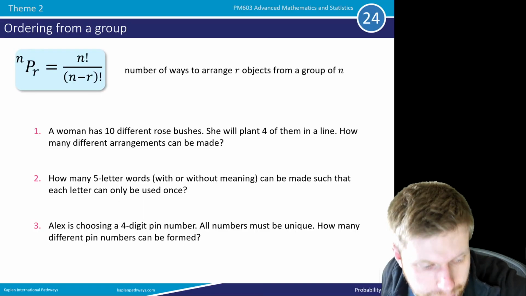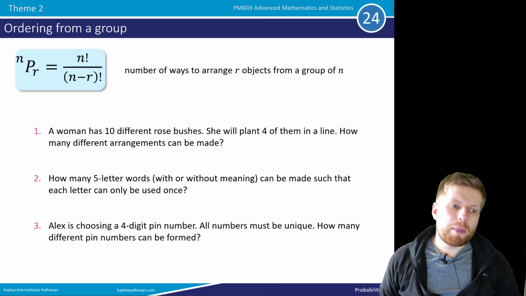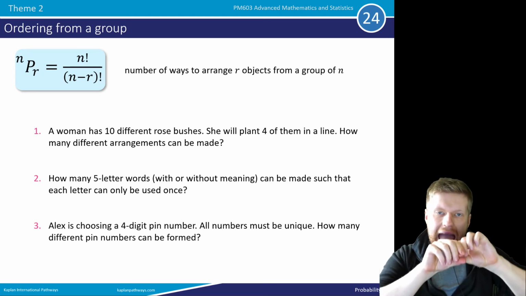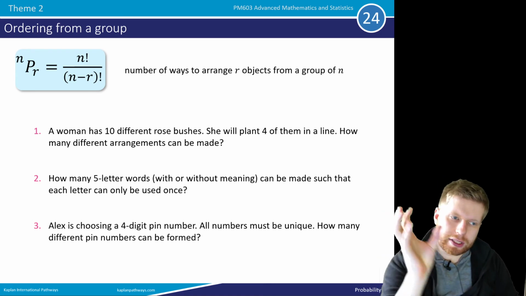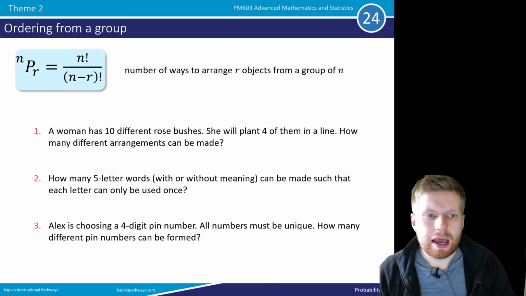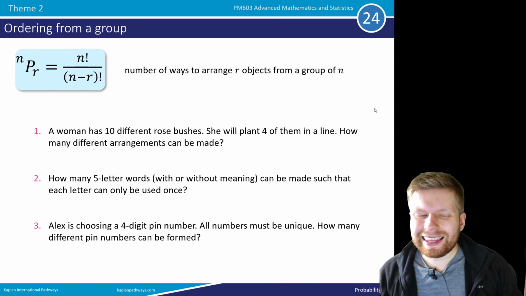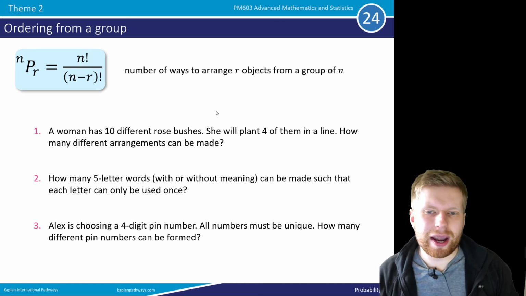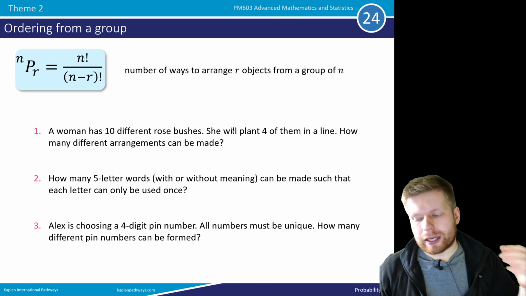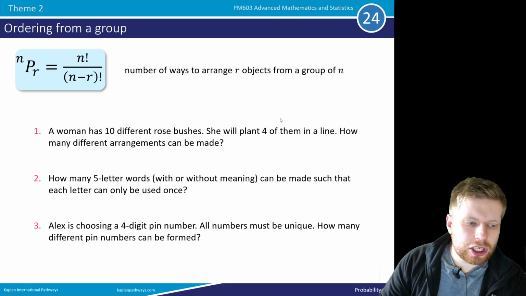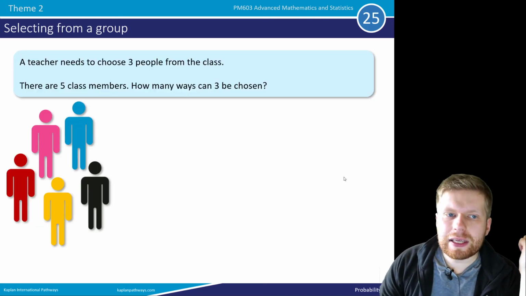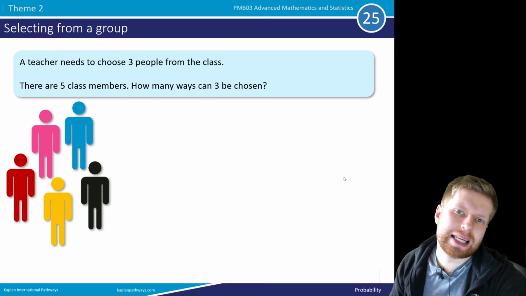So there we go. If you're dealing with arrangements, but you're not arranging every single object in your group, you're only selecting some of them to put in an arrangement, then you would use a permutation. And there's the formula up there. But I think we can extend this even further, right? Because so far we've looked at orderings. There are occasions when actually you're not worried about ordering. And this is where we come into this idea of selection.